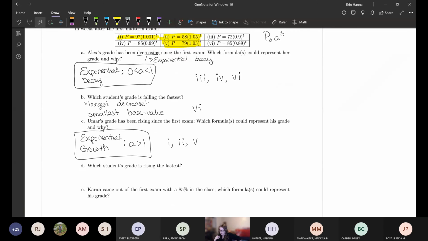Which student's grade is rising the fastest? Rising the fastest would be the largest increase. Now this one kind of matches. This would be the largest base value. So which one of those has the largest base value? It would be the 1.05. So whoever student 2 is has the grade that's rising the fastest.